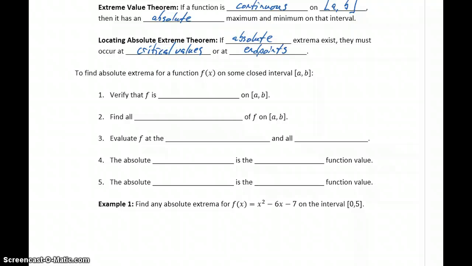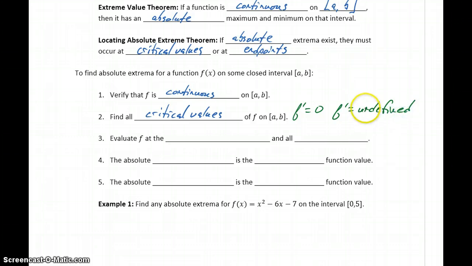Or to break that down into a little bit more of a step-by-step method, first thing we'll do is verify that our function is continuous on that closed interval from a to b. We'll find all critical values, which again come back to the idea of where our derivative function is either equal to 0 or our derivative is undefined. We'll evaluate f at the endpoints of that closed interval that we're given and all critical values.